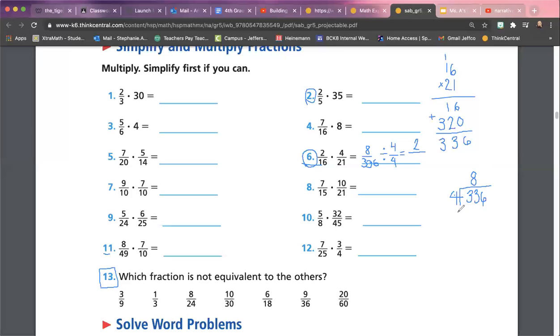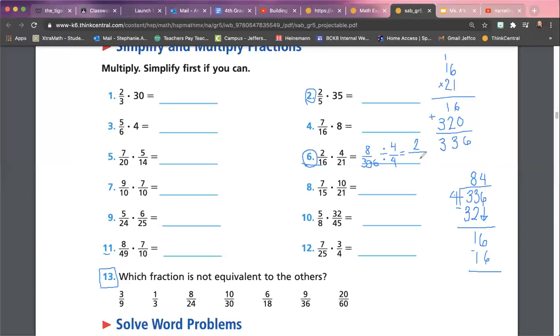So now 8 times 4 is 32. Now I need to subtract. 33 minus 32 is 1. And then we drop down the 6 to there. So at that point, we have 16. How many times does 4 go into 16? 4 times. Yep, there you go. And we have no remainder, no nothing.